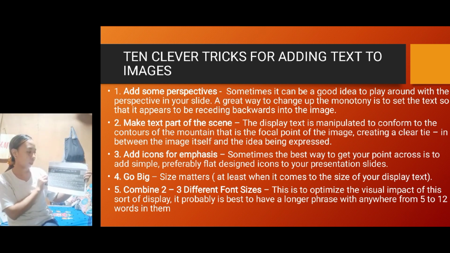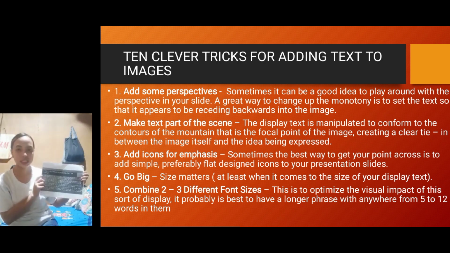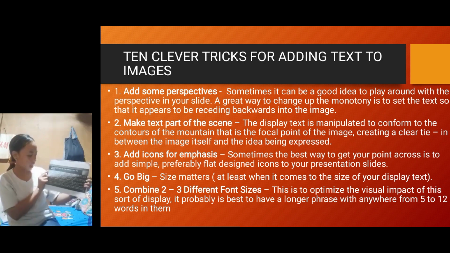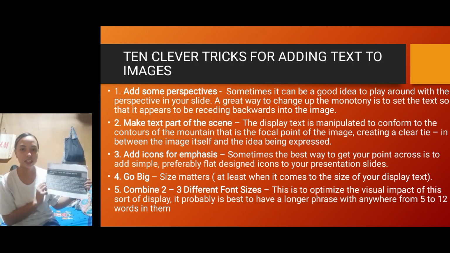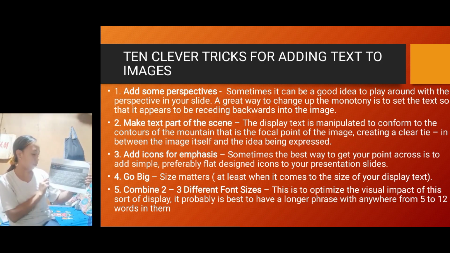The displayed text is manipulated to conform to the contours of the mountain that is the focal point of the image, creating a clear tie-in between the image itself and the idea being expressed. Number three trick is add icons for emphasis. Sometimes, the best way to get your point across is to add simple, preferably flat designed icons to your presentation slides. Number 4 is go big.